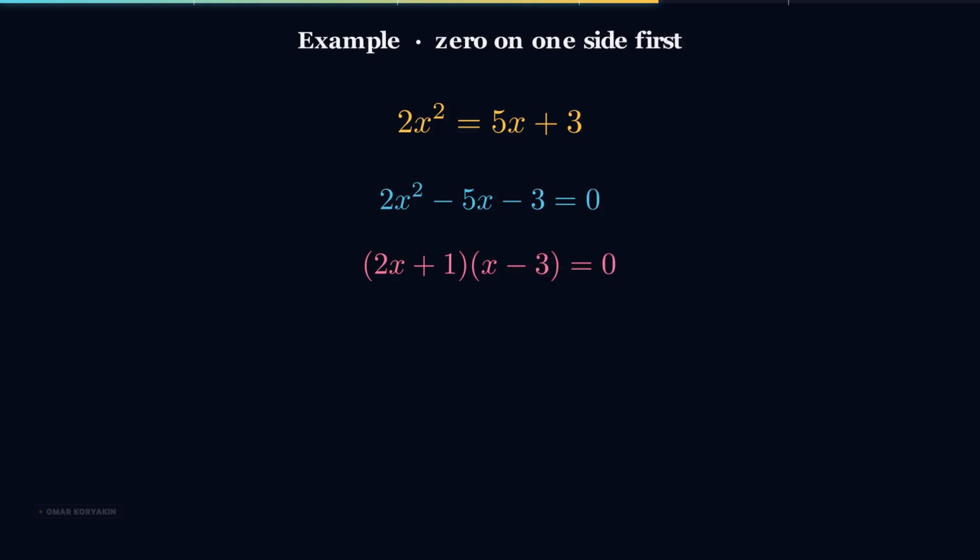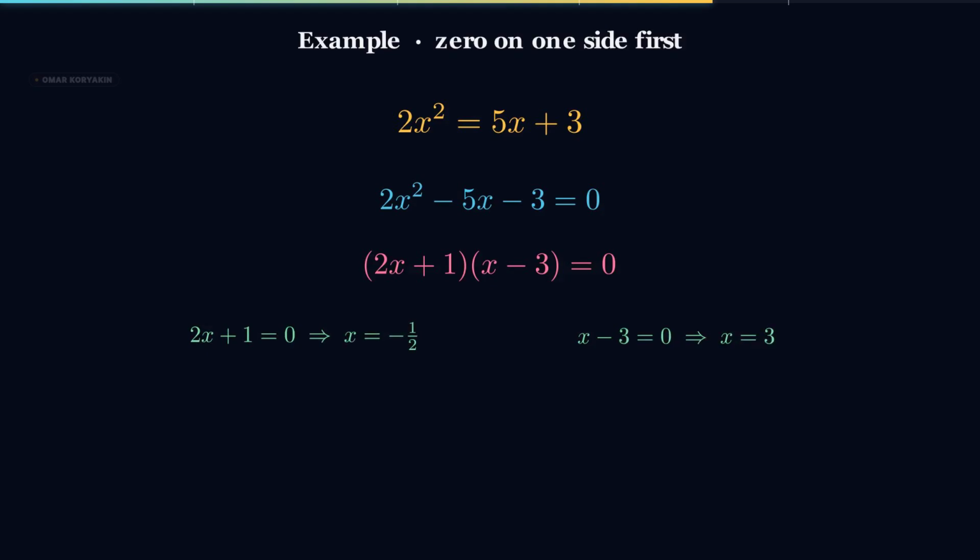Factor the trinomial using the AC method. A times c is 2 times negative 3, which equals negative 6. We need two numbers whose product is negative 6 and sum is negative 5. Negative 6 and 1 work. Splitting the middle and grouping gives the factored form 2x plus 1 times x minus 3.